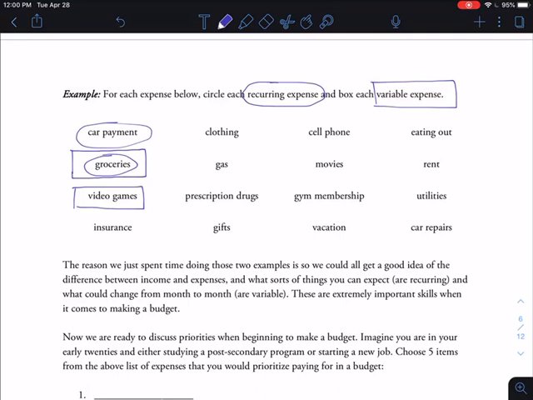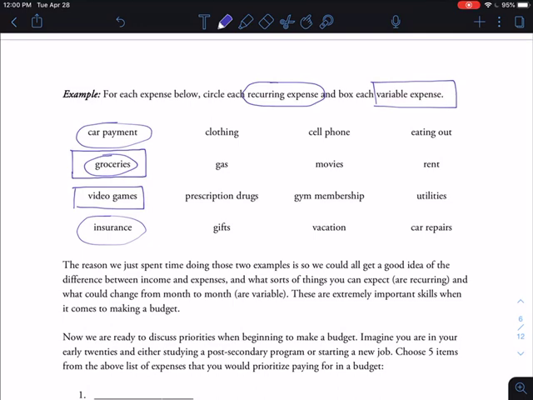Hopefully most people are not buying $80 or $100 worth of video games every month. But even if they were, it would be a changing amount, right? Because video games all cost different amounts of money. Insurance. So that could be car insurance, house insurance, other insurance. That's going to be a recurring expense because you get charged the same amount every month by insurance companies.